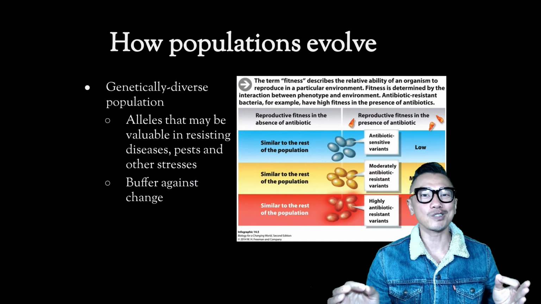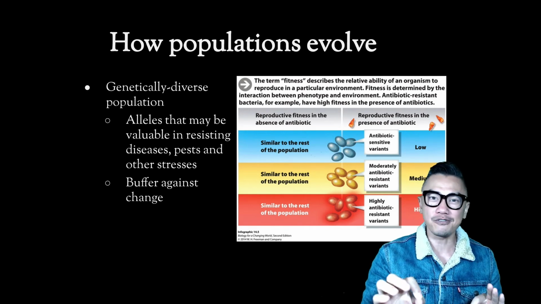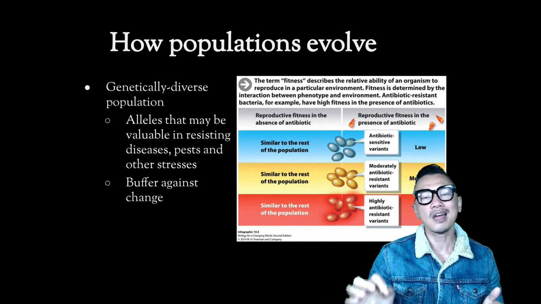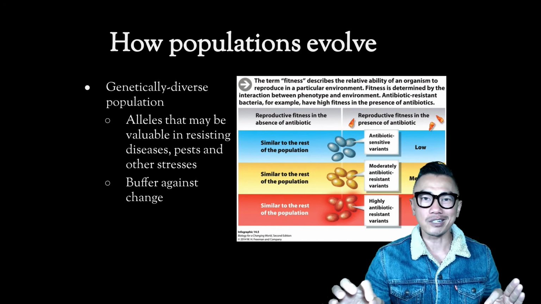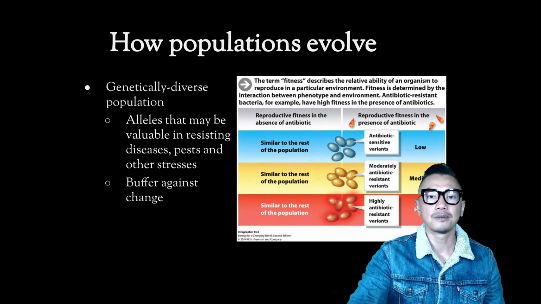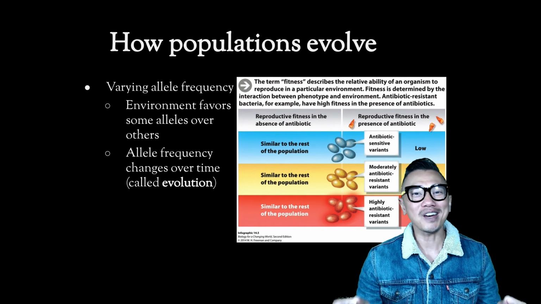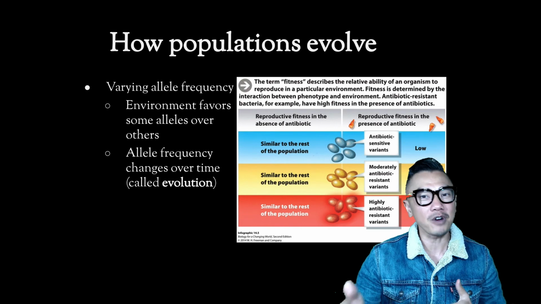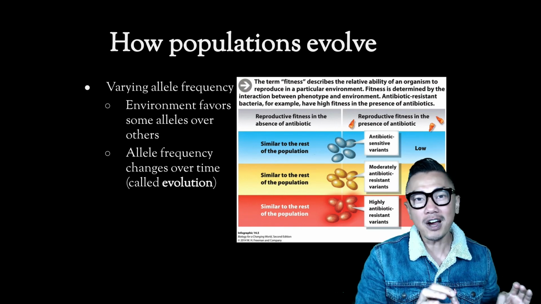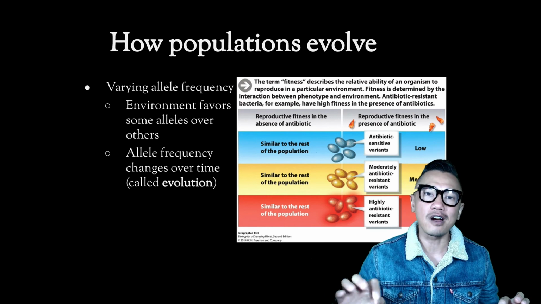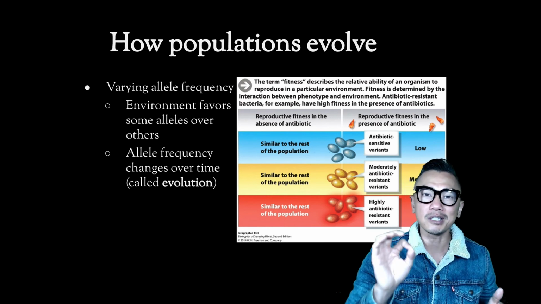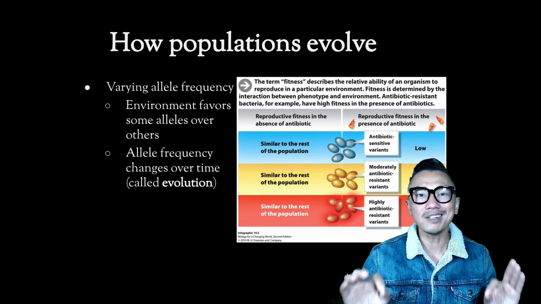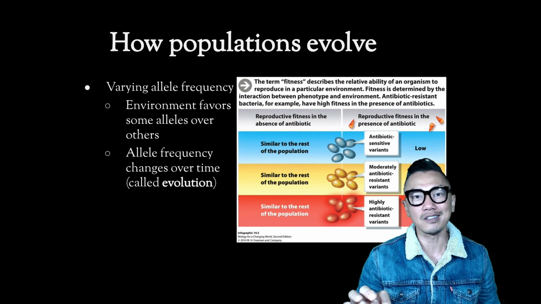Populations that are genetically diverse are best equipped to change or evolve. They'll have alleles that may be valuable in resisting diseases, pests, and other stresses. Genetic diversity is a buffer against change. Remember that alleles are different versions of a gene. Over time, allele frequencies or prevalence will fluctuate. The environment will favor some alleles over others. As a result, some allele frequencies increase and other allele frequencies decrease. When allele frequencies change, we define this as evolution.